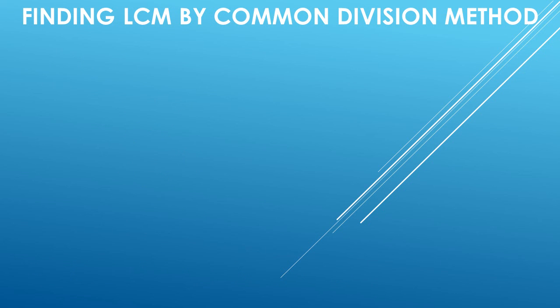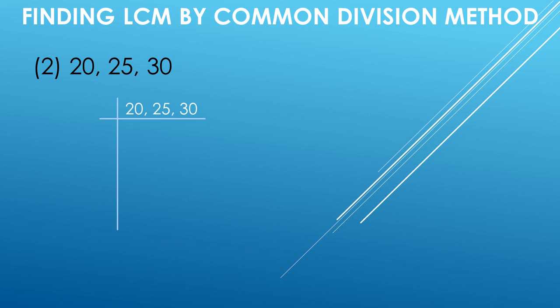Let's solve one more question. Question number 2. Find the LCM of 20, 25 and 30 by common division method. First write 20, 25 and 30 in a line separated by commas. See, 20 and 30 are even numbers, so they are divisible by the smallest prime number 2. So write 2 to the left of the line and divide.